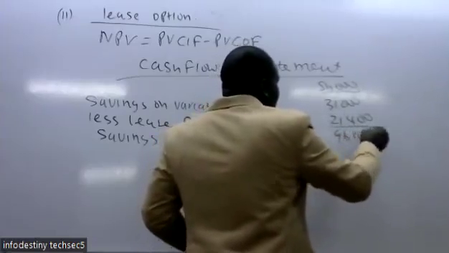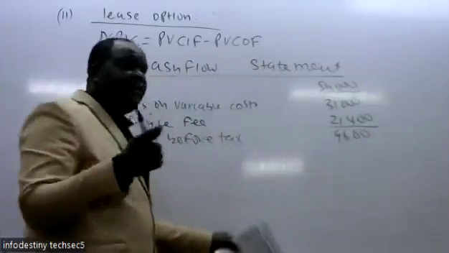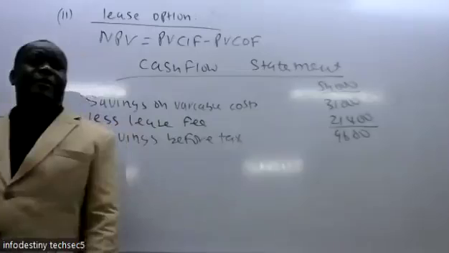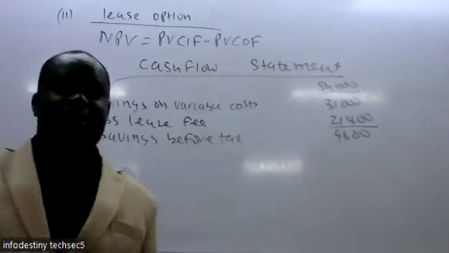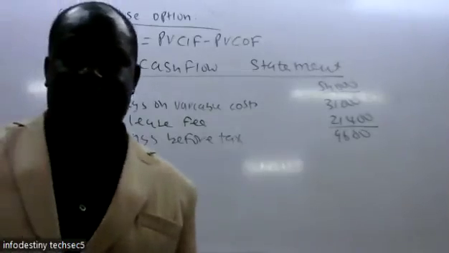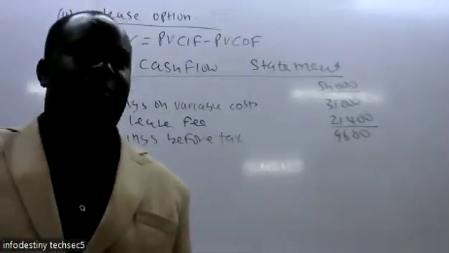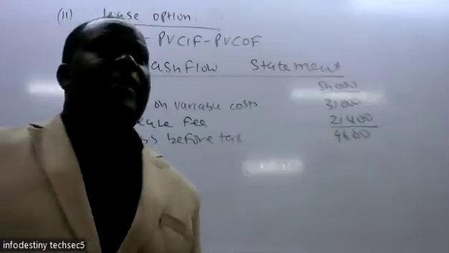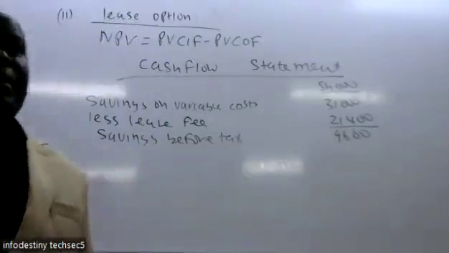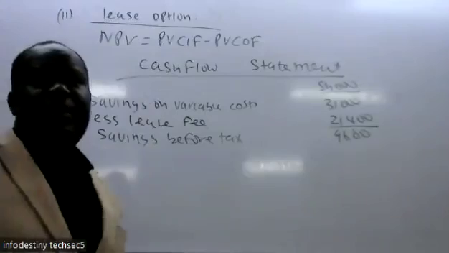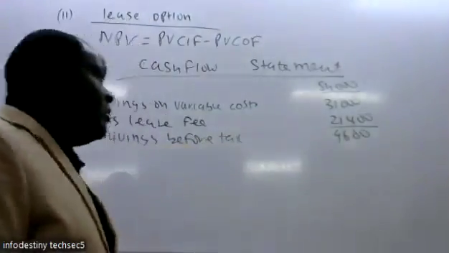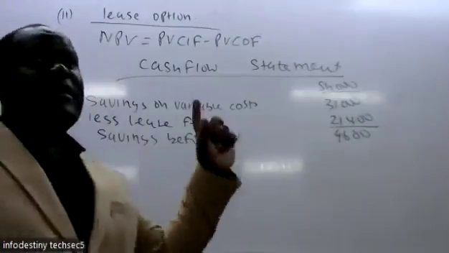So when you lease, there is no depreciation. I want you to note that. The asset does not belong to us. We are only paying rent to use the property. Unlike when we buy, we depreciate the machine because it is ours. So there is no depreciation under the lease.